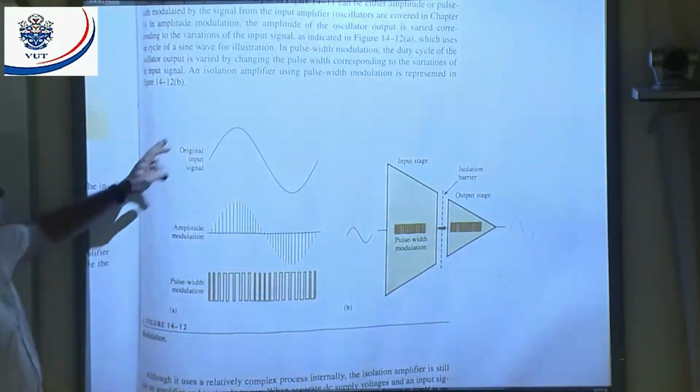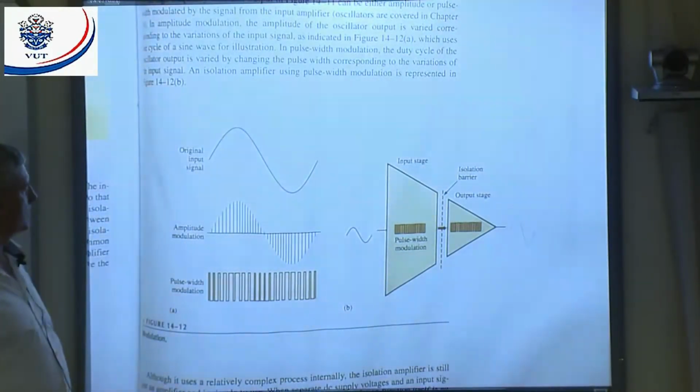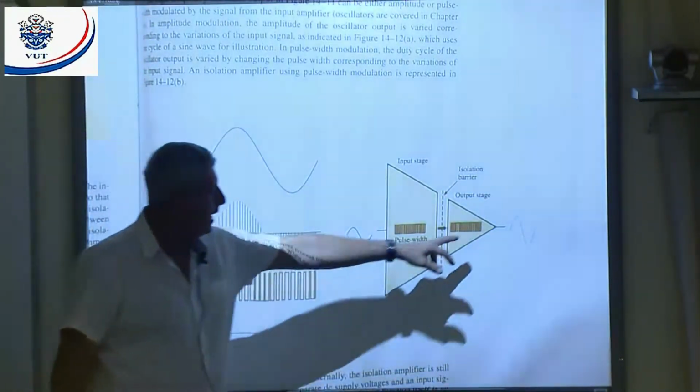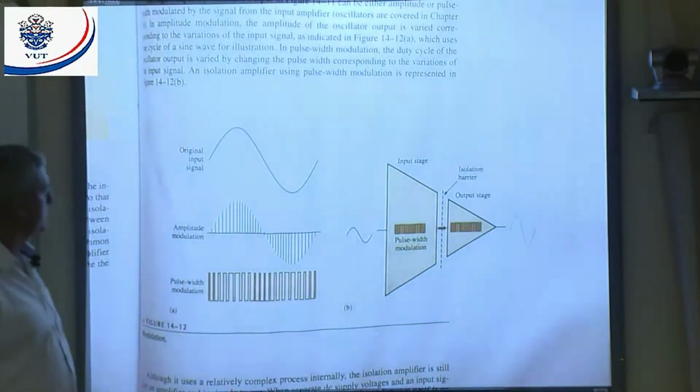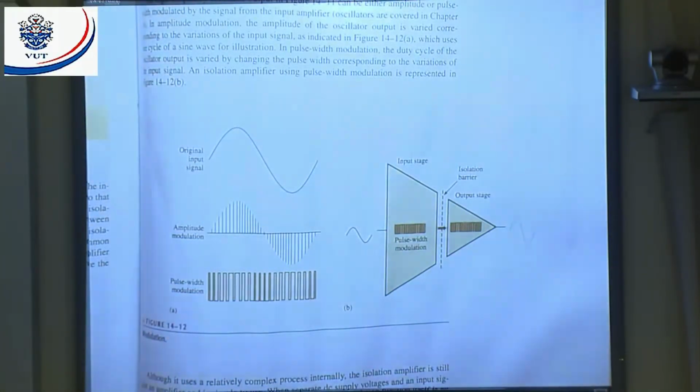You see, here's my input signal. Here they talk about amplitude modulation. That's the way we modulate the signal. On the other side, we demodulate, and we will get basically our output signal there. Here's pulse width modulation. We can also make use of pulse width modulation. Those are only the different types of modulation we can apply. All right.